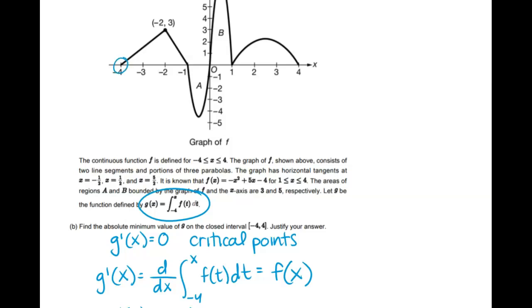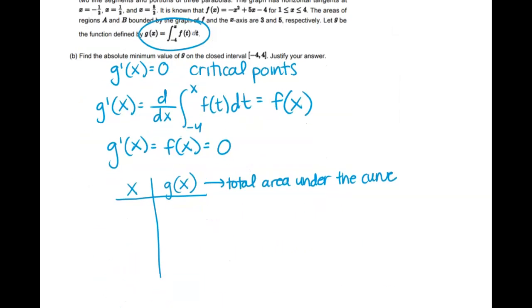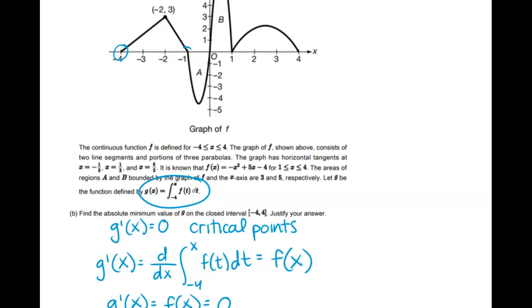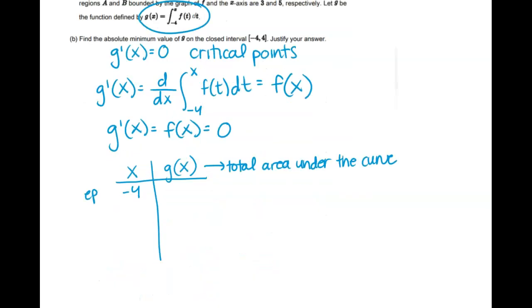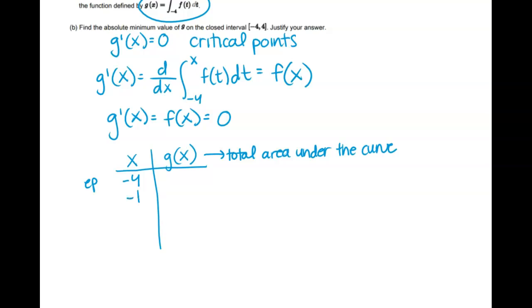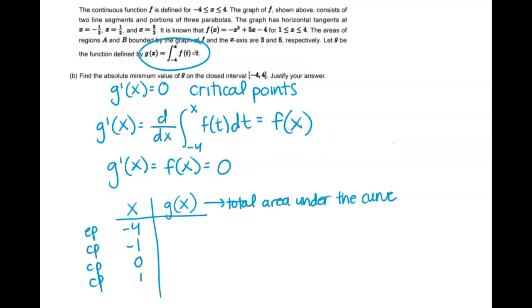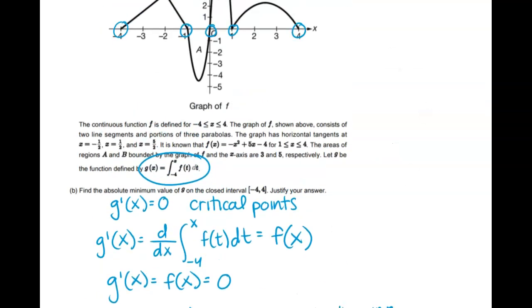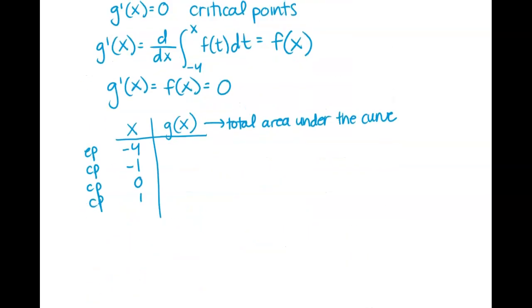Well, it's 0 at negative 4, but that's really our endpoint. It's 0 at negative 1, 0, and 1. Those are all critical points. And it's also 0 at our endpoint of 4. And again, you can't have relative maxes or mins at endpoints, but you can have absolutes.